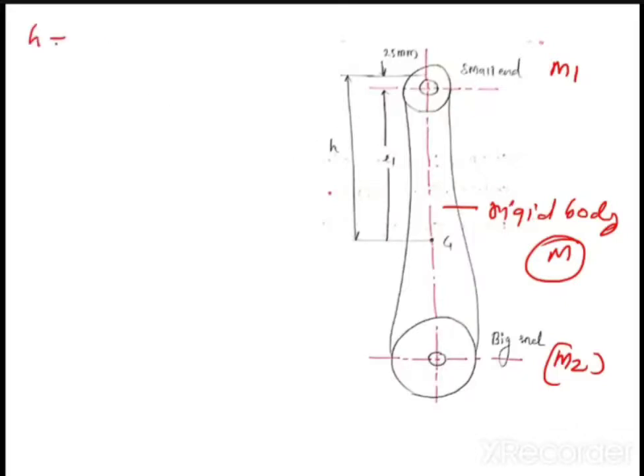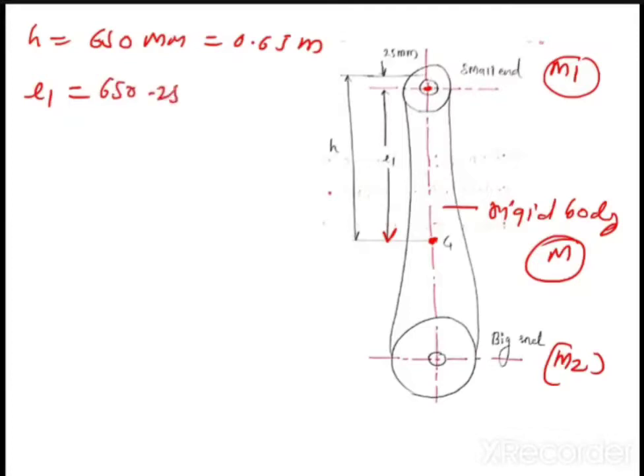So they have given h is equal to 650 mm, that is equal to 0.655 meter. L1 is nothing but a distance between the center of mass of M1 and the CG. हे लक्षात ठेवा. L1 म्हणजे काय असतं? Distance. ओके. बिटवीन द स्मॉल एंड चा सेंटर म्हणजे मास M1 चा सेंटर आणि CG. तो किती असणार आहे मला सांगा. आता तुम्ही सांगू शकता मला तो किती असणार आहे L1. L1 will be 650 minus 25. ओके. सो 0.625 मीटर.